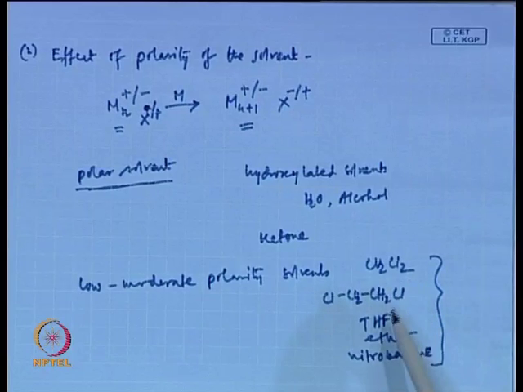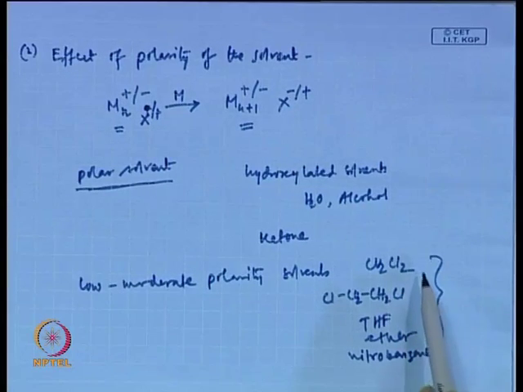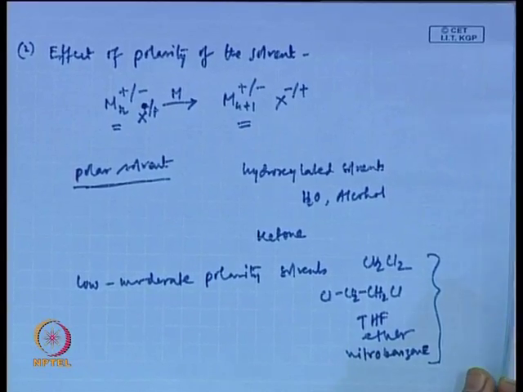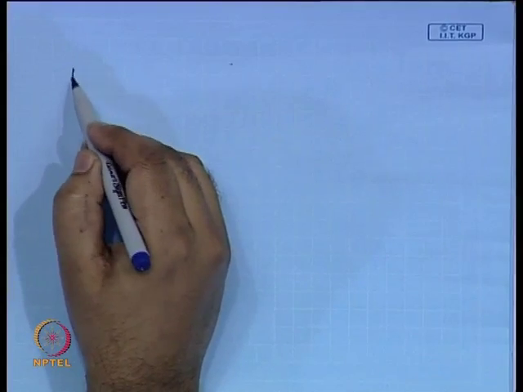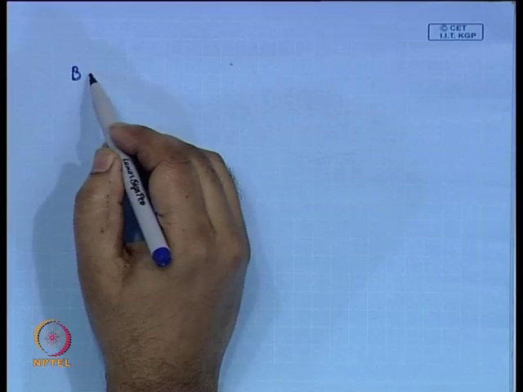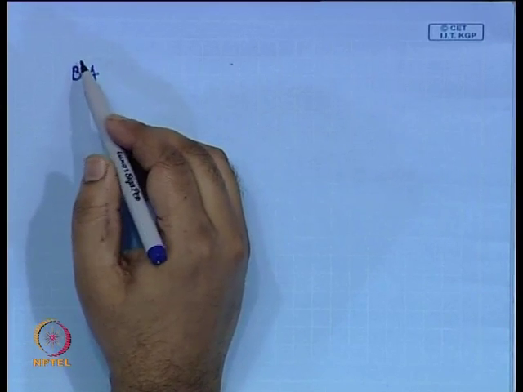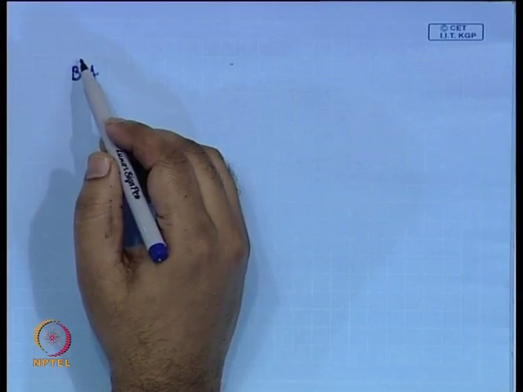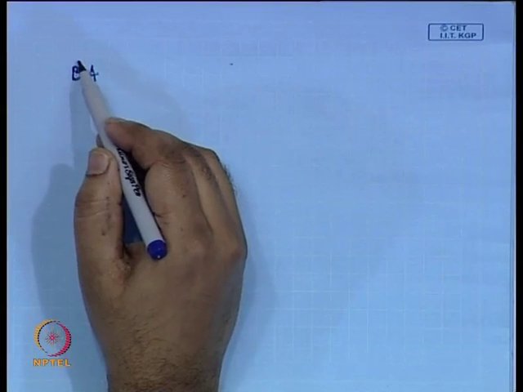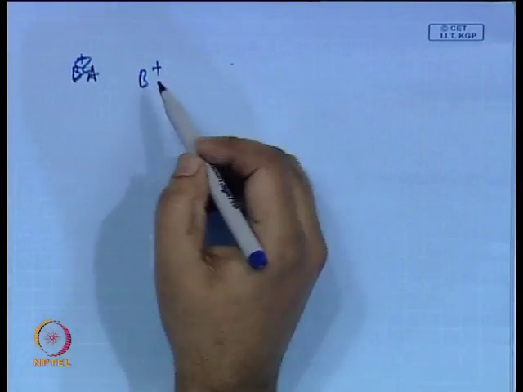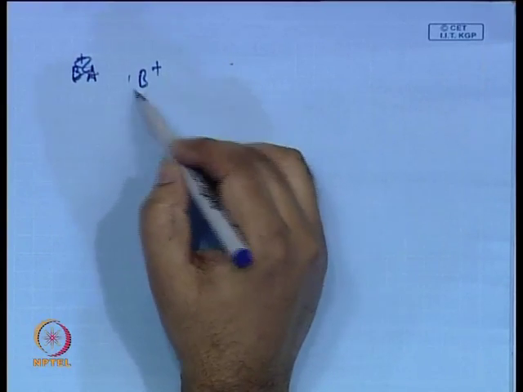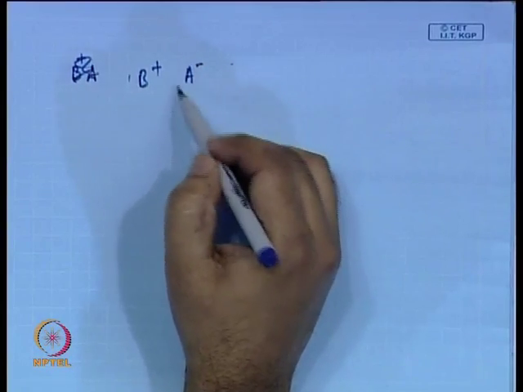So, we will discuss specifically the requirement of solvents when we talk about cationic and anionic polymerization individually. Now, if you want to write a generic structure of a cationic propagating species, it has a cationic reactive center, B plus, and a counter ion which is represented as A minus.